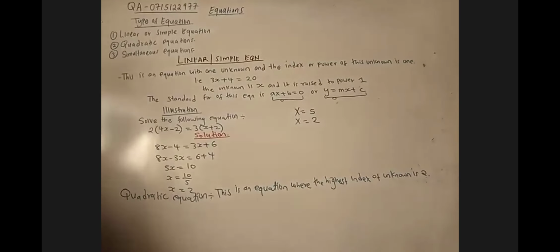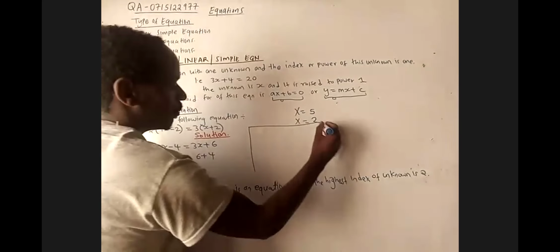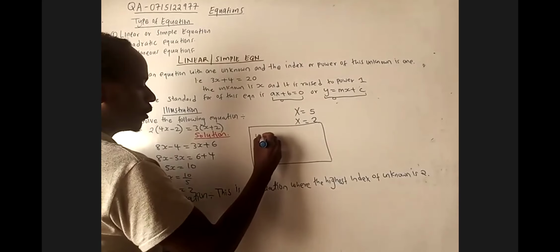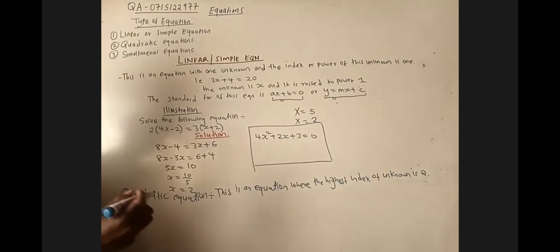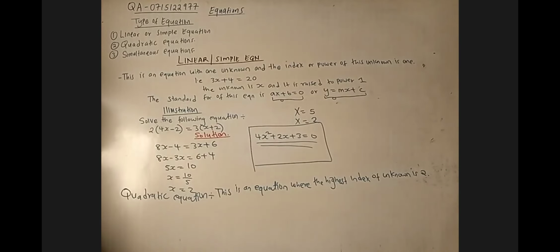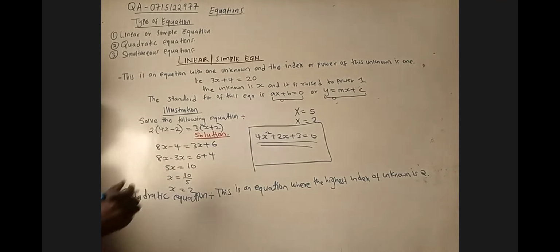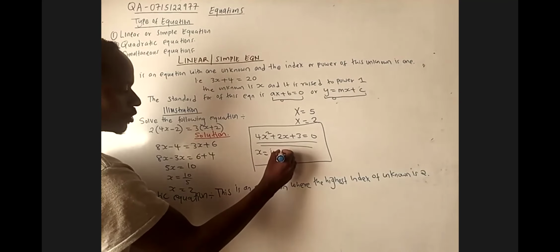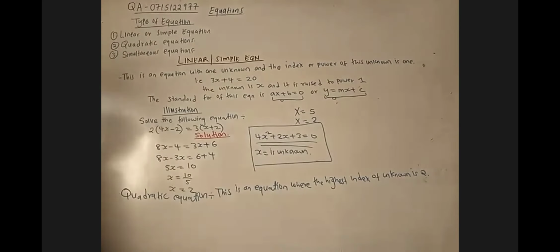Remember, unknown: for example, if you have this kind of an equation, 4x squared plus 2x plus 3 is equal to 0. This is an example of a quadratic equation. The reason is that the highest index of the unknown is 2. The only unknown that we have here is x, and you can see from the formula that x is raised to power 2.